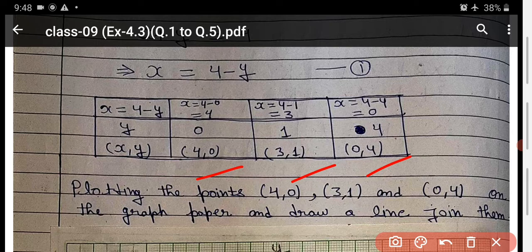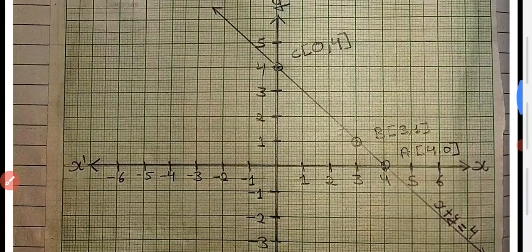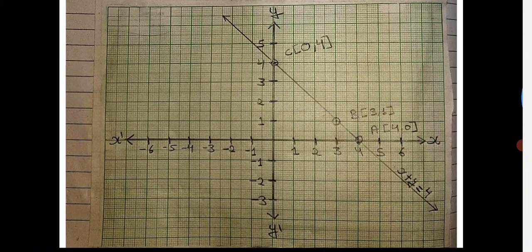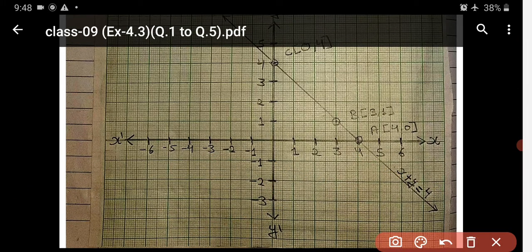Now for plotting the points, you have to plot 4 comma 0, 3 comma 1 and 0 comma 4 on graph paper and draw a line by joining them. Now I will tell you how to plot these points on graph paper. First you make a graph like that. Here the x axis and here the y axis, x and x dash, y and y dash. This side shows the positive values, this side shows the negative values. In the same way, positive values for y and negative values for y.